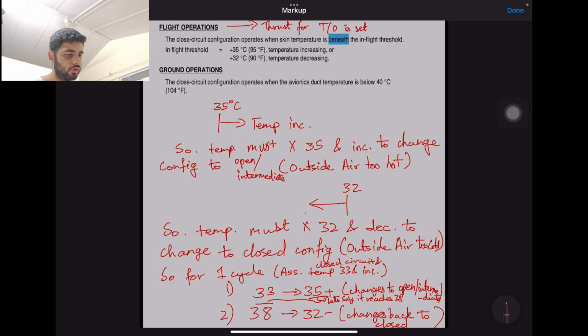So what do I mean by two different scales? If it gets too hot, that means 35 degrees and temperature increasing. Now how does it distinguish flight operations and ground operations? It checks whether thrust for takeoff has been set. That's how it knows you're going in flight. That's a whole different point. The closed circuit configuration operates when the skin temperature is beneath the in-flight threshold. That means 32 degrees Celsius and temperature decreasing. That's what it looks for.